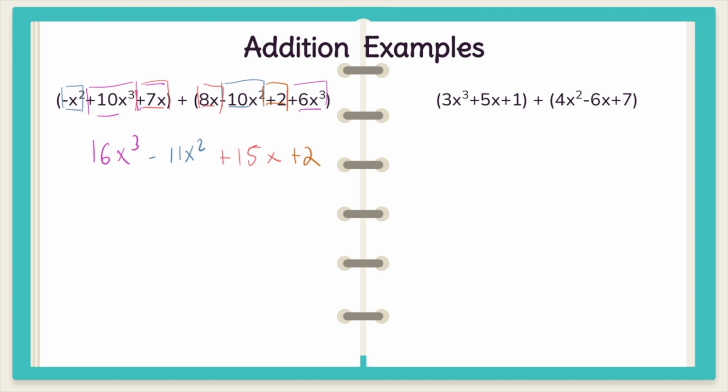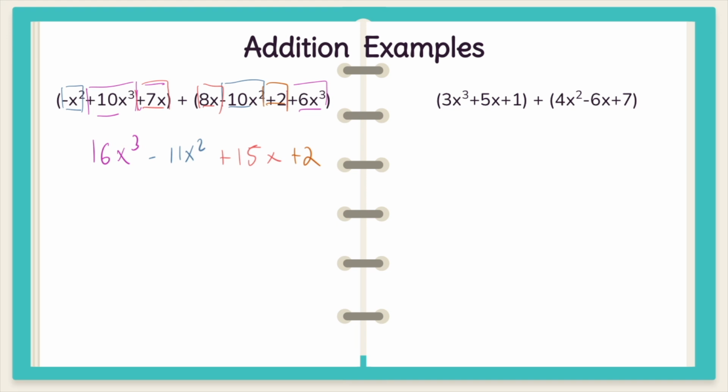This is as far as we can go, and notice that we wrote it in order with our highest power at the front and our constant at the back. This is known as standard form. You must always write your polynomials in standard form. Now let's take a look at the other side there.